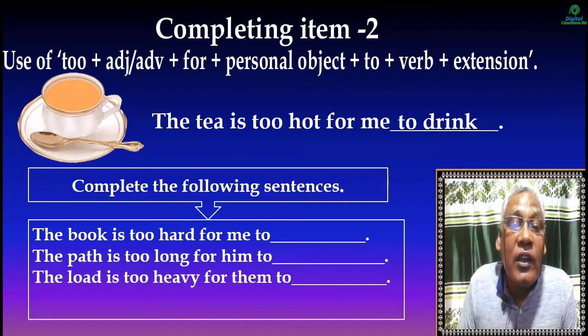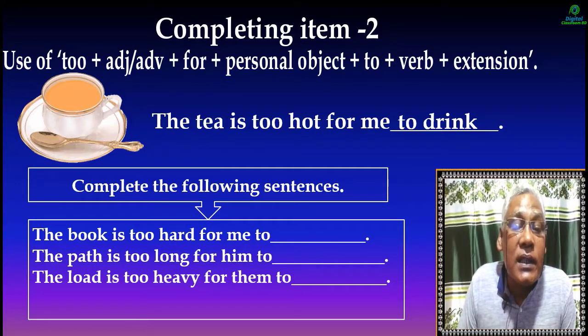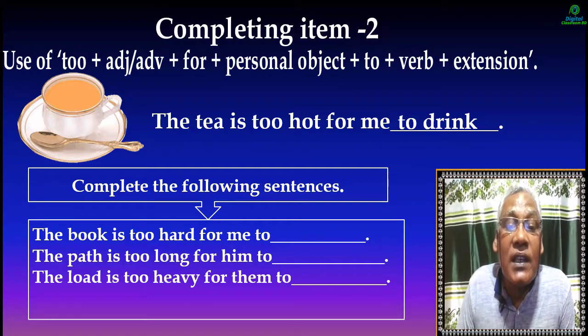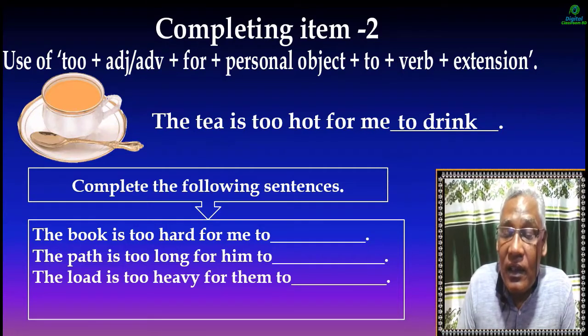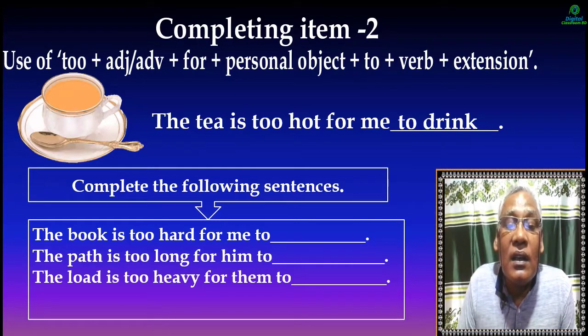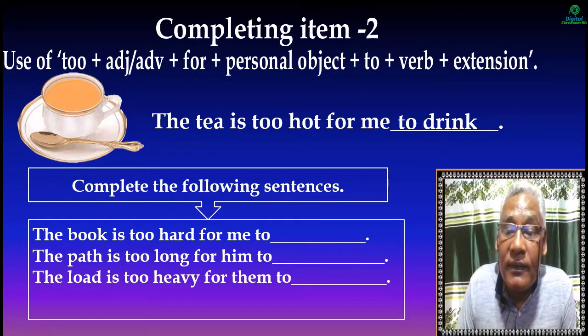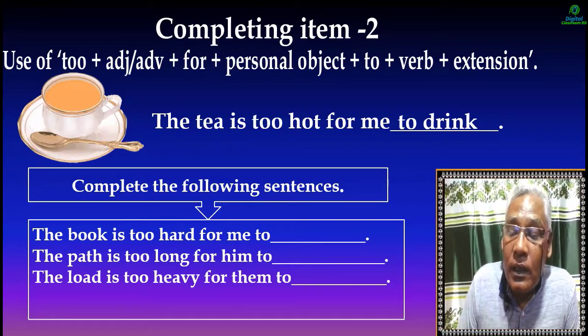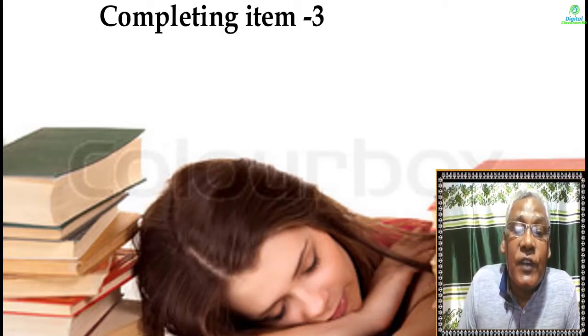Okay. Already you have got the structure. Look at it in the exercise sentences. You have got to plus adjective plus for plus personal object plus to. Now you have to use a verb and extension. If you like to use any extension, you can use it. If you don't, then you can use a verb only and the sentence would be completed. Is it clear to you? Okay, now proceed on to the next one, completing item 3.